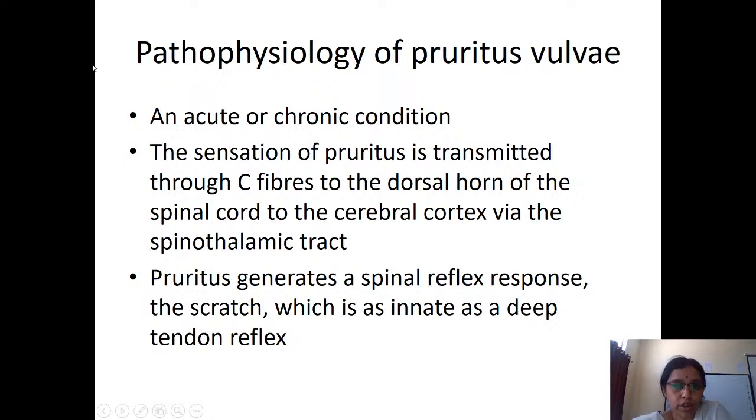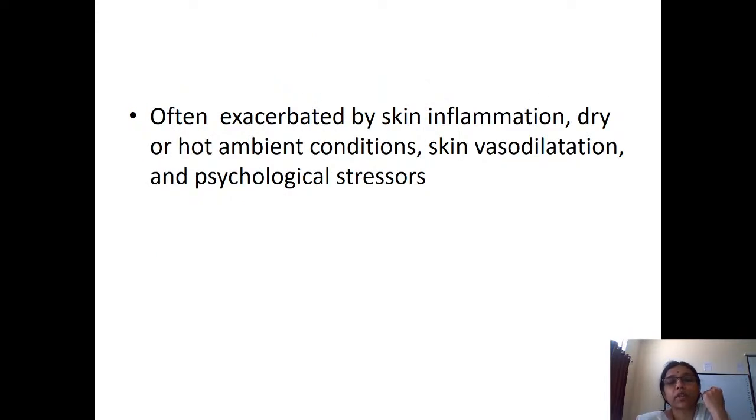So coming to the pathophysiology of pruritus vulvae, it is either an acute or chronic condition. This sensation of pruritus is usually transmitted through the C fibers to the dorsal horn of the spinal cord to the cerebral cortex via the spinothalamic tract. And this pruritus usually generates a spinal reflex response, that is the scratch, which is as innate as a deep tendon reflex. And this is often exacerbated by skin inflammation, dry or hot ambient conditions, skin vasodilatation, or psychological stressors. So this is the pathophysiology of the itch-scratch cycle.